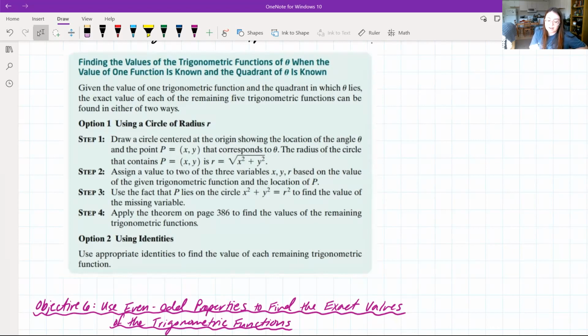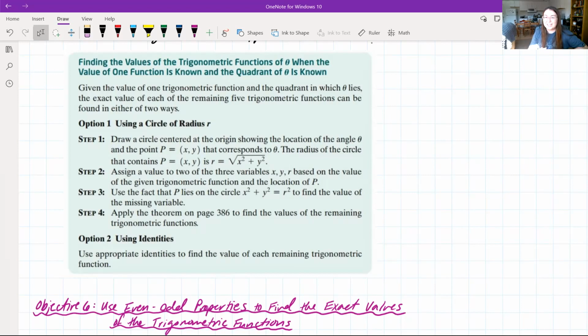Then step 3, you want to use the fact that P lies on the circle x squared plus y squared equals r squared to find the value of the missing variable. And then step 4, apply the theorem on page 386 of your book in that case to find the values of the remaining trigonometric functions. So that would be our equations for finding values of our trigonometric functions with circles of different radiuses.